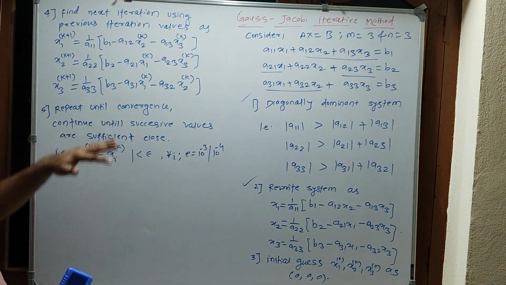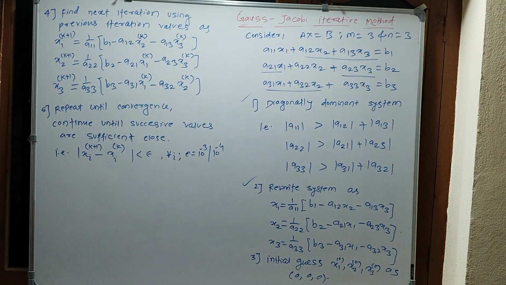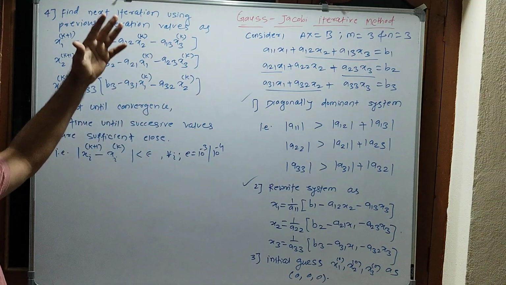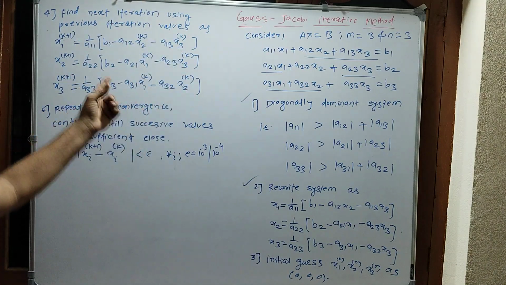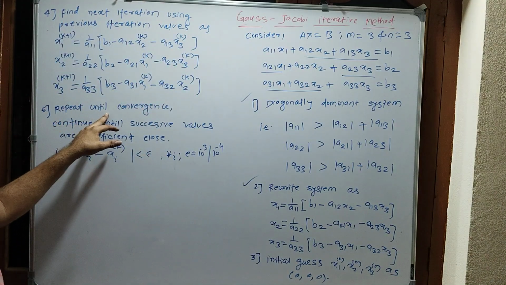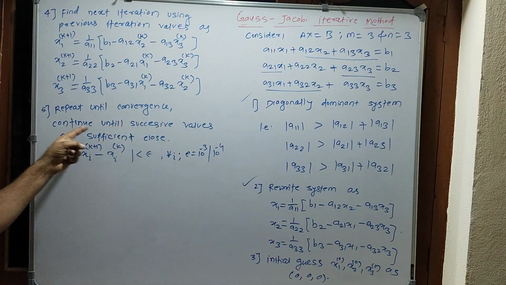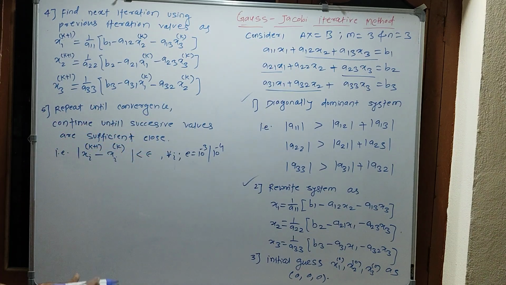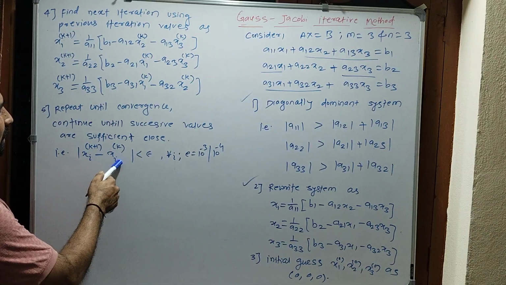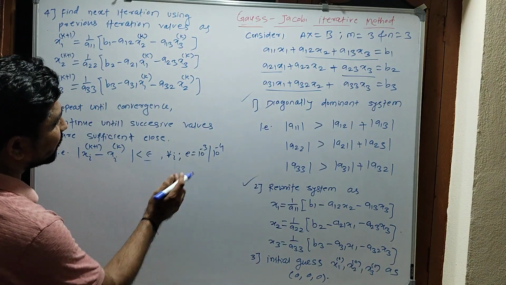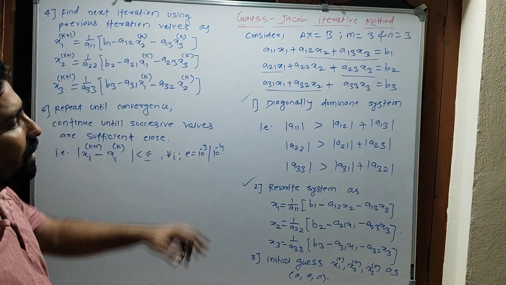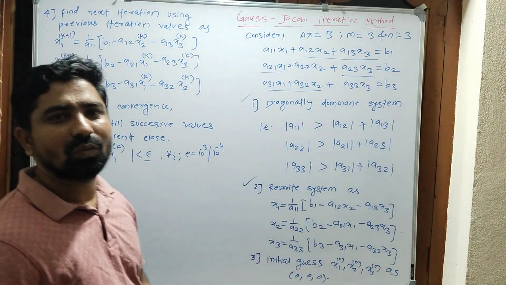Now in the second iteration, for x1 at 2, x2 at 2 and x3 at 2, you have to use x1 at 1, x2 at 1 and x3 at 1. In this way you can go on. So repeat this step until convergence, continuing until successive values are sufficiently close, that is, the absolute value of xi at k plus 1 minus xi at k is less than epsilon. Here epsilon is any small real number. You can take epsilon as 10 to the power minus 3 or 10 to the power minus 4, that is very small. So thank you.